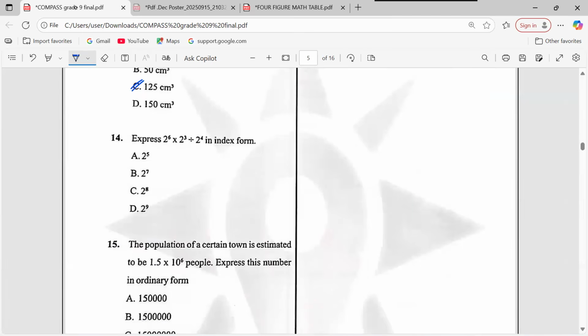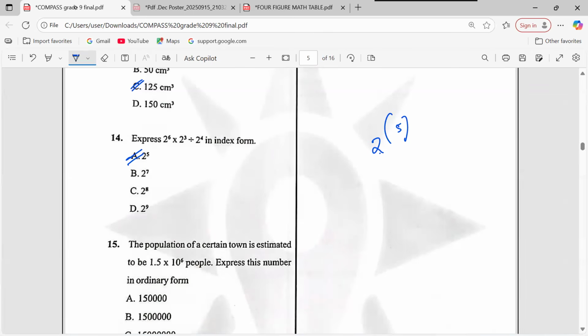Number 14, express 2 power 6 times 2 power 3 divided by 2 power 4 in standard form. So we're supposed to first write 2, then we apply some indices. 6 plus 3, 9, minus 4, 5. So we can talk about now 2 power 5, making A the best response in this particular case.